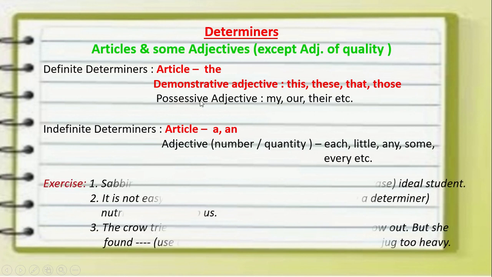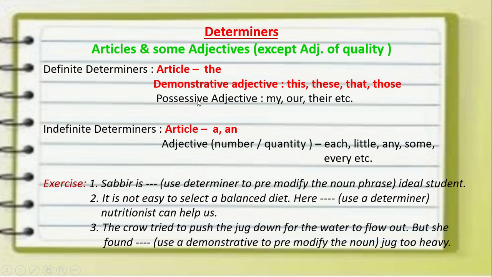You may have noticed that these possessive adjectives and adjectives of number or quantity we had already discussed in the first lecture. So we can say here that article and demonstrative adjectives are mostly used as determiners. So let's see the exercise. Sabbir is dash ideal student. Here ideal, I is vowel, so we'll use an article, that is an. Sabbir is an ideal student.